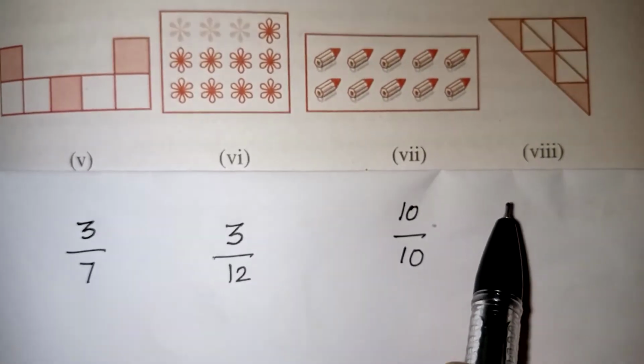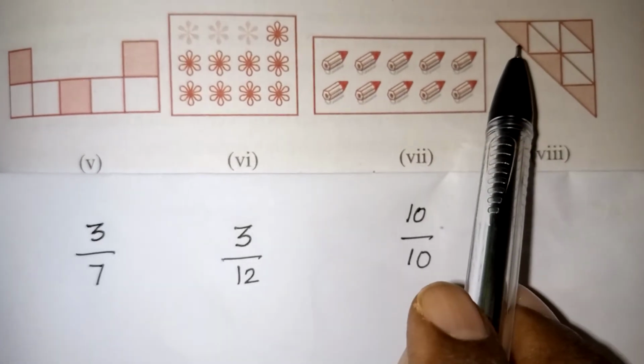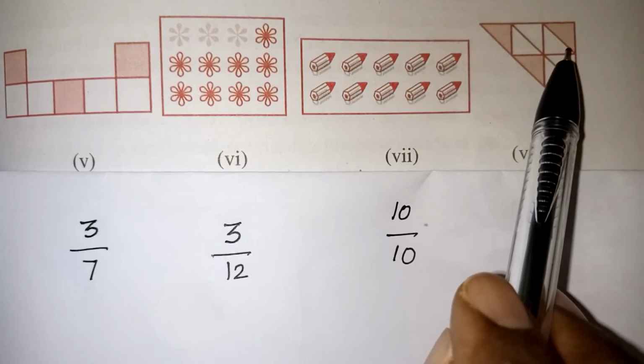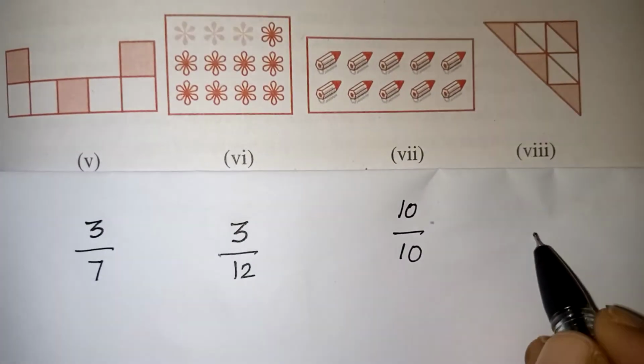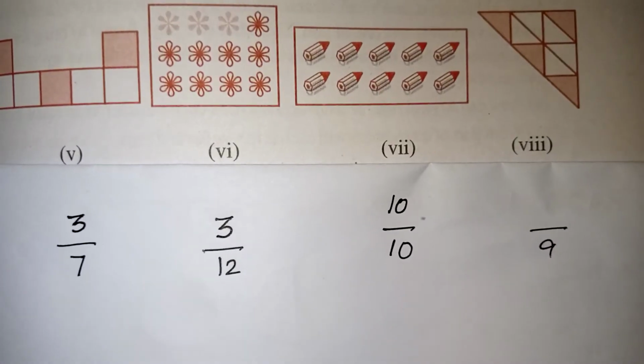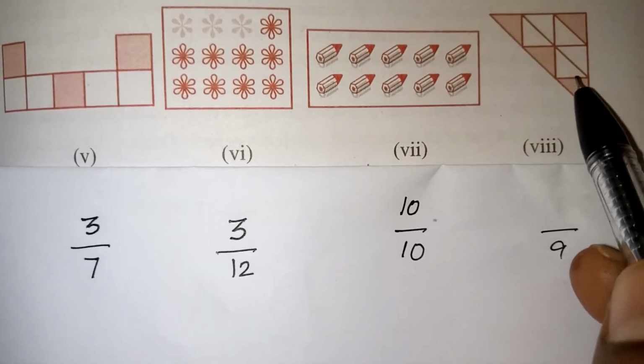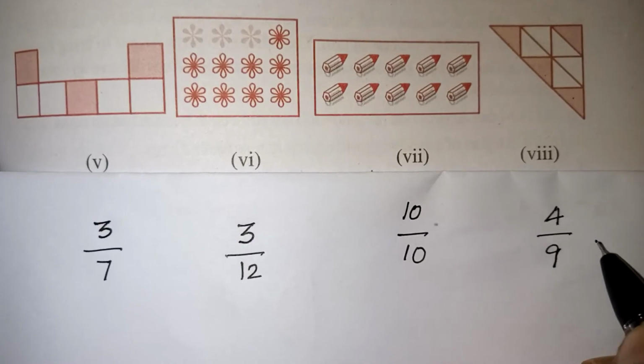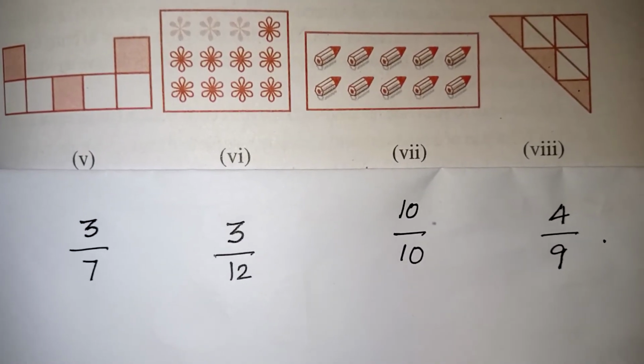So here look at this one, triangles. How many triangles are there? Totally we'll count it. 1, 2, 3, 4, 5, 6, 7, 8, 9. So totally 9 triangles are there. Out of the 9, only 4 are shaded. 1, 2, 3, 4. So 4 by 9 is your correct answer.